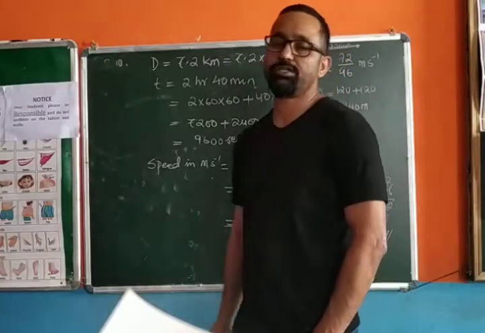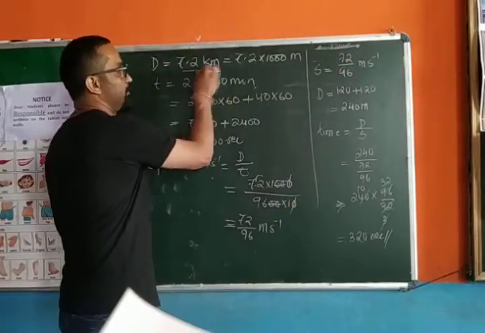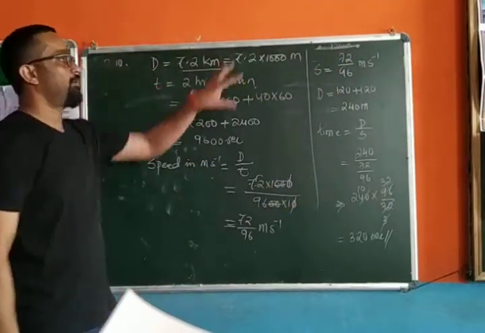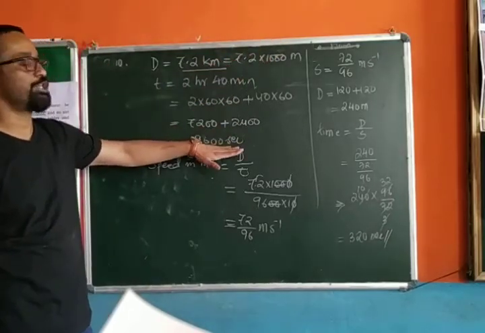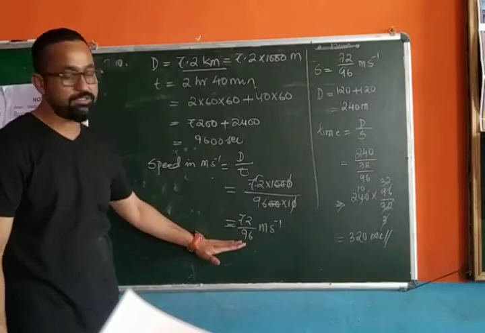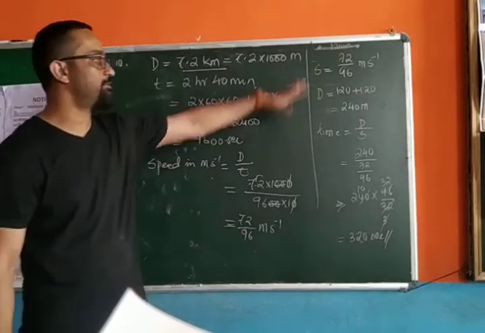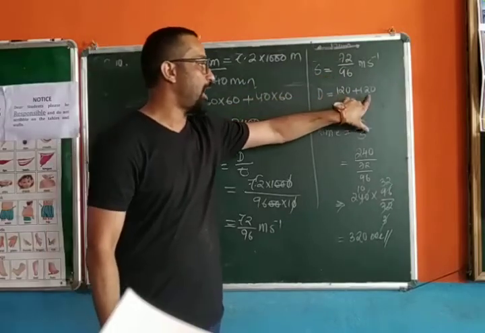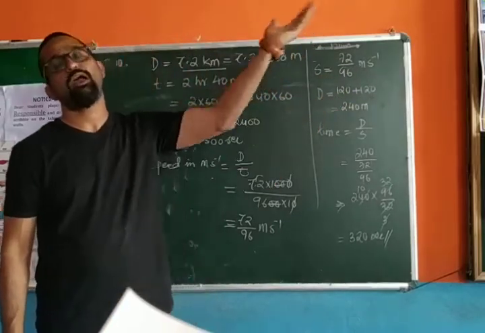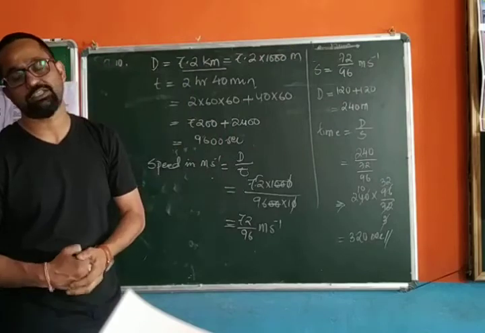So this is how we simplify speed. We can use distance in meter. The whole time you have to convert into seconds and then get the speed in meter per second. Same speed, distance. Why are we adding here? Because he is going and returning the same distance.